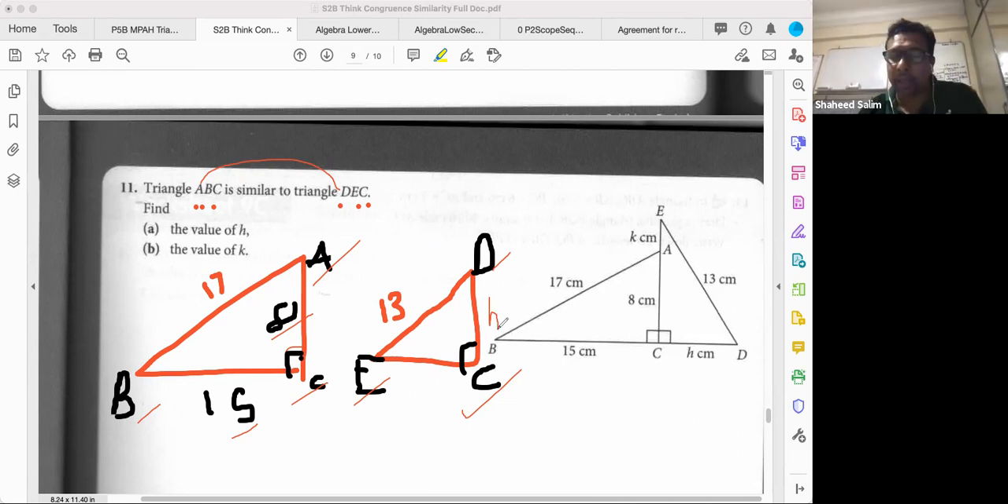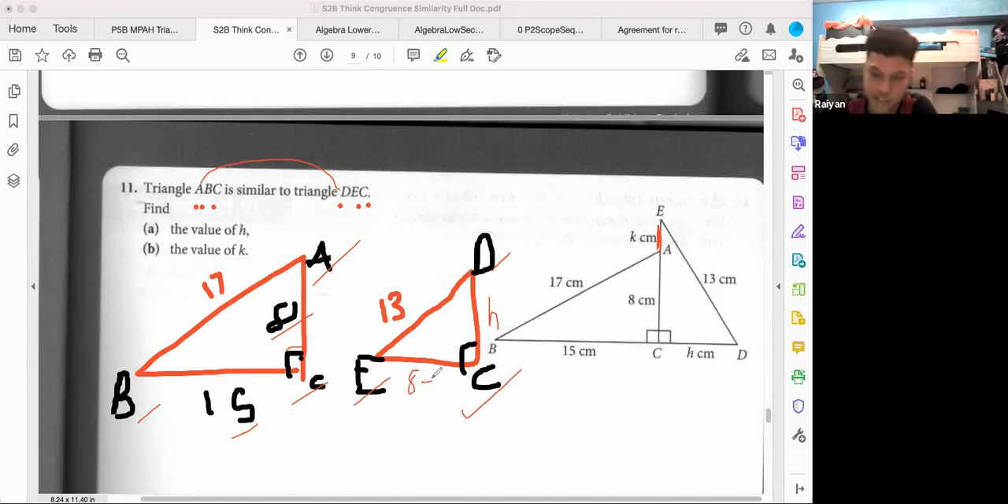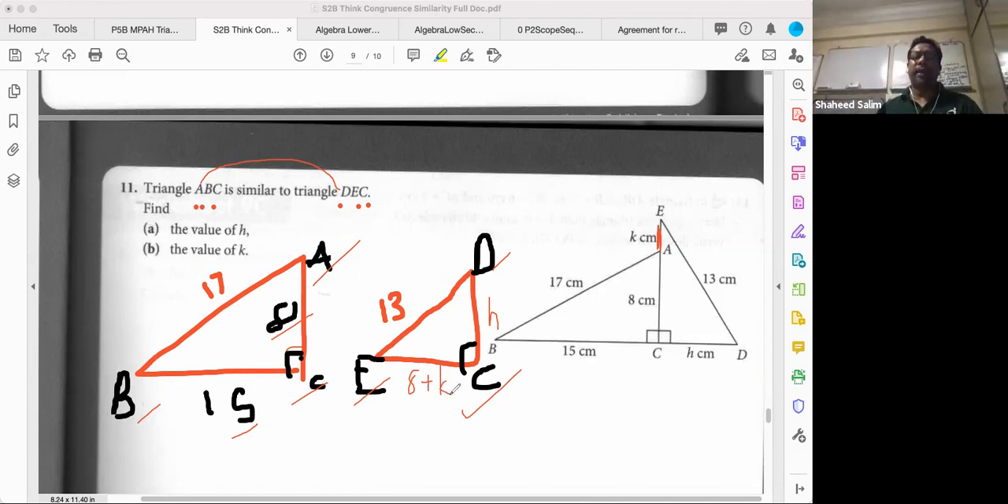Okay, you solve. Find the value of K. K is okay, K this one later. This one you must find this side. This is 8 plus K. You agree? Yes. Okay. So later you find the H first.